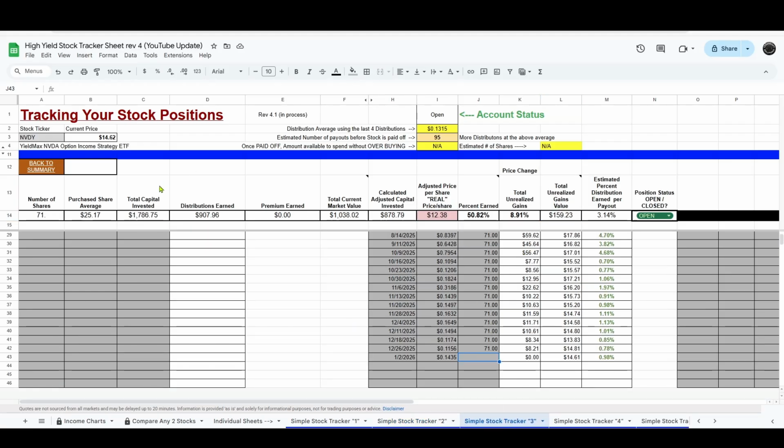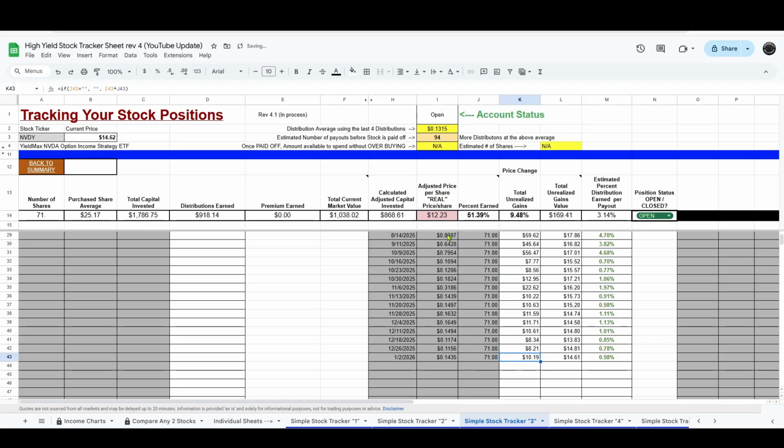Moving on, we have Nvidia. For Nvidia, we earn 14 cents. I have a total of 71 shares, and my real price per share of $12.38 now becomes $12.23. And with the current price of $14.62, I'm sitting okay with this one as well.